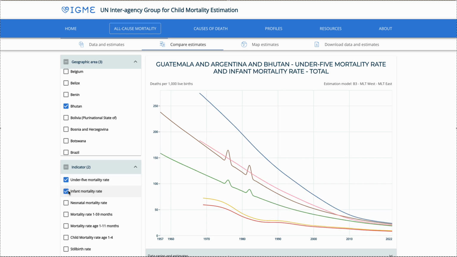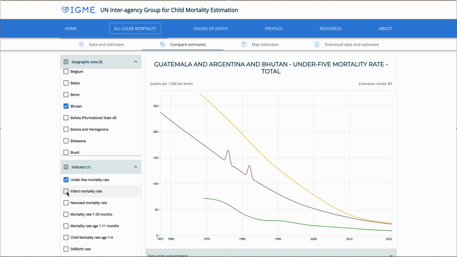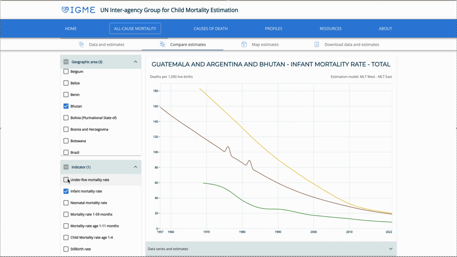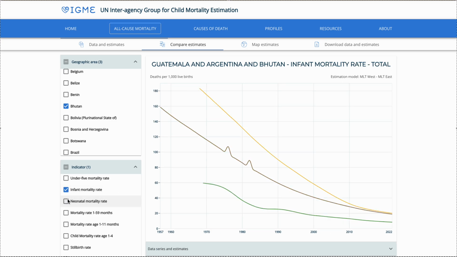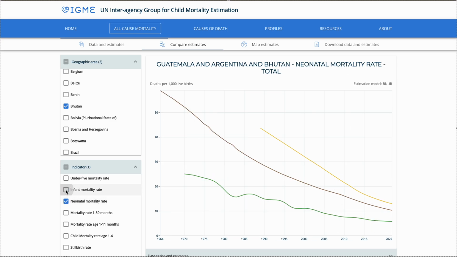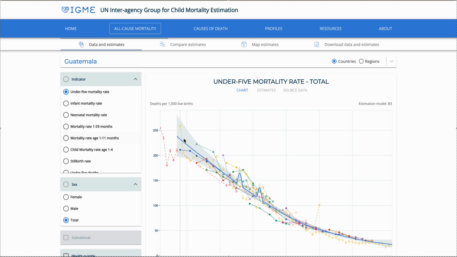Now let's look at infant mortality. So we can see that it's the same colors that come into play. Let's do the same thing for neonatal mortality rate. Same country, same colors also. Okay, so now let's look at Guatemala only again, and data, and just make sure, Guatemala.